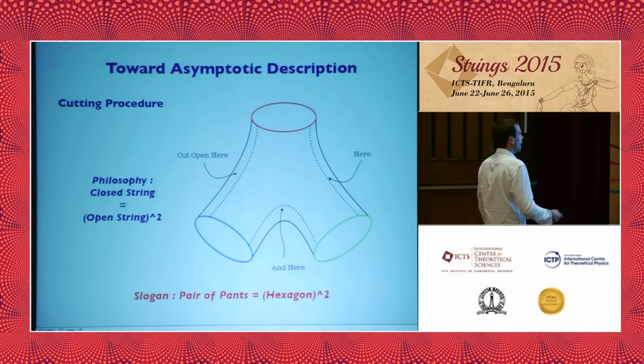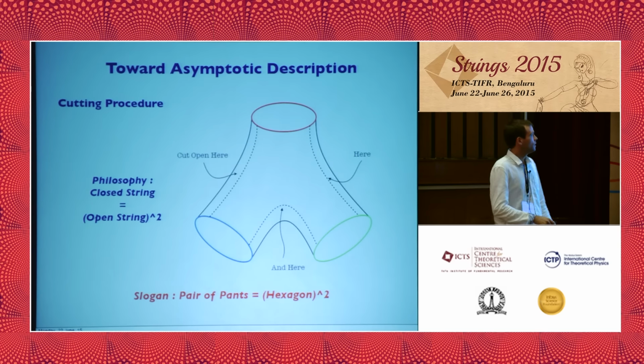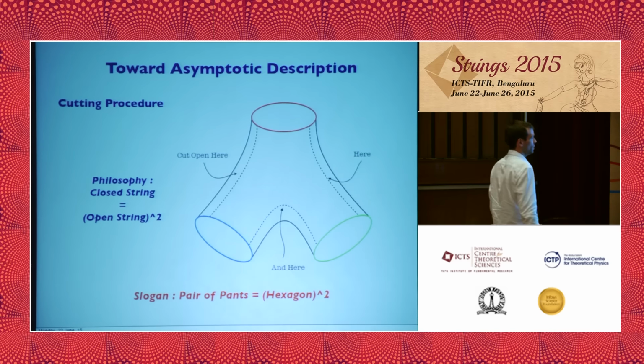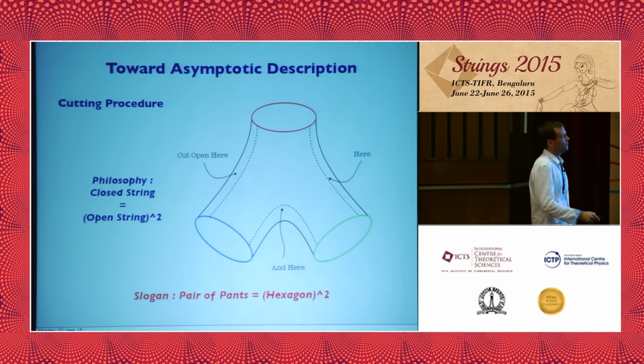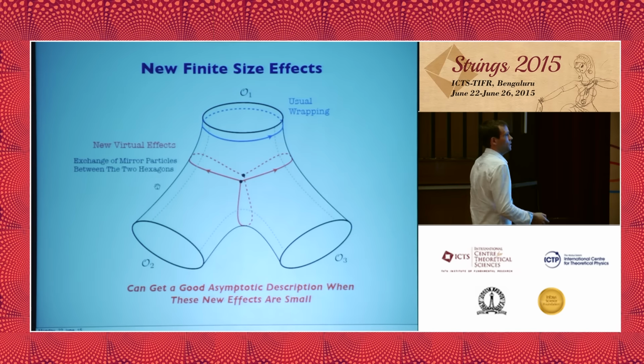So the philosophy behind it, a kind of motivation for us, even though it's not clear why we should do that, is that a closed string is a kind of open string squared in disguise, and that open string squared can be much easier in the case where the boundaries of the open string are very, very far away. Okay? And the slogan, if you turn it into our language, is that the pair of pants should be thought of as a hexagon squared. So when is this description good?